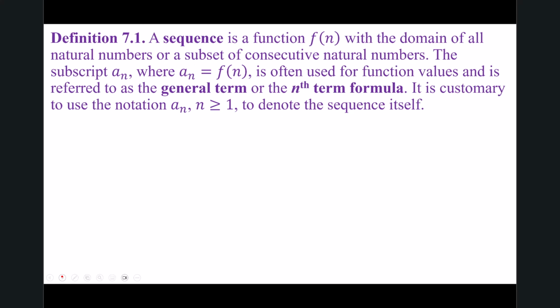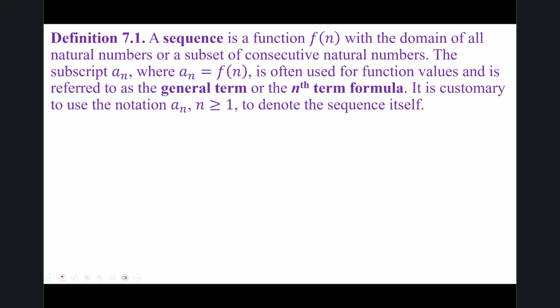Let's formally define a sequence. So a sequence is a function, f of n, with a domain of all natural numbers or a subset of consecutive natural numbers. So the natural numbers are 1, 2, 3, 4, 5, etc. So we're going to start with term 1, and then go to term 2, go to term 3. We don't have to start with term 1, though. It can just start with term 3, and then we have term 4, term 5, etc. Now, some people do occasionally start with term 0. Normally, in this class, we'll start with term number 1.